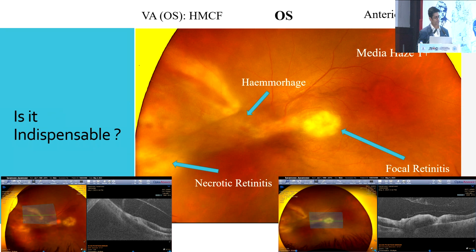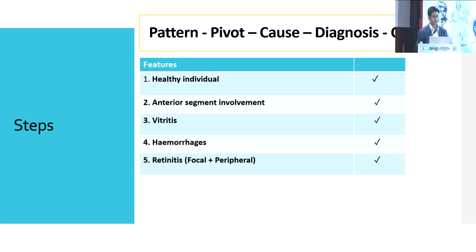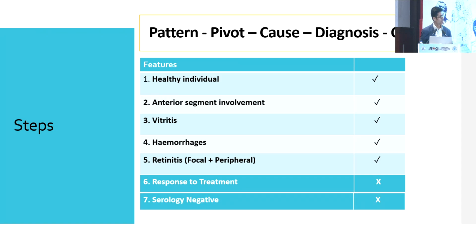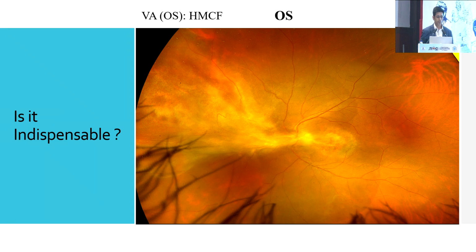The patient had already received a PST injection elsewhere, and so again, according to the findings, what we thought is probably it's viral because of the peripheral involvement and the hemorrhages, and we started on antivirals, but the response was not there. So then we moved ahead with serology, and that was also negative. So then we did a PCR, where it came out to be toxo. When we treated, you could see that there were healing edges and pigmentary changes.